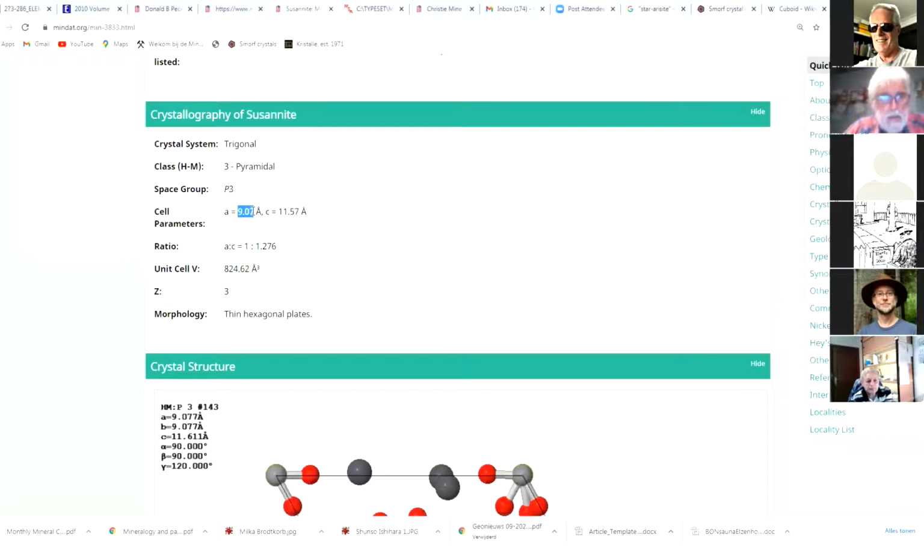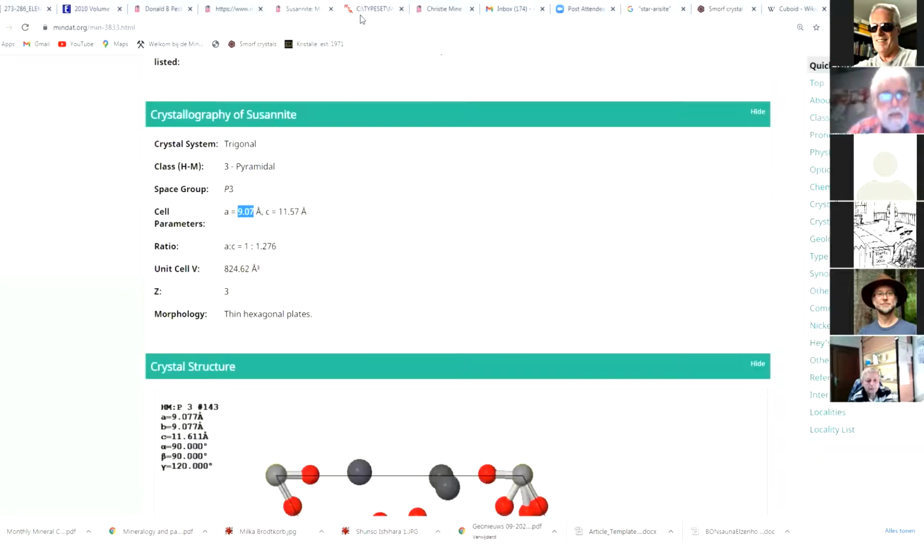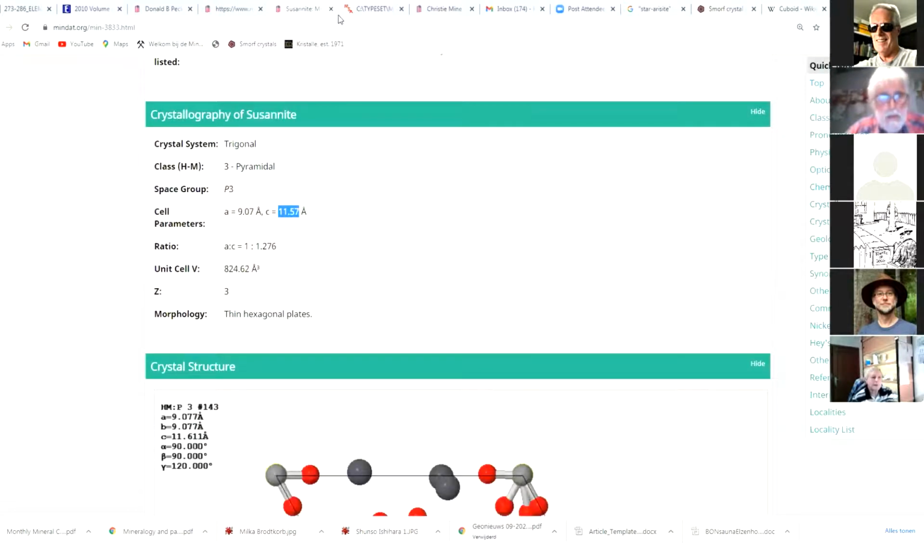So here we have a equals 9.07, and we have C, and C equals 11.57. Okay, let's see what happens now. 90, 90, 120. Trigonal.